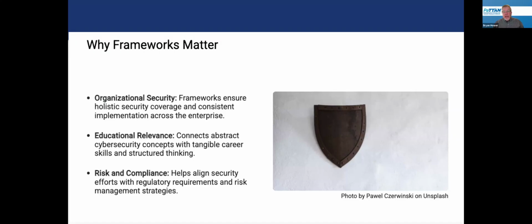Now, for students and educators, frameworks serve as a bridge between theory and practice. They enable learners to contextualize abstract cybersecurity concepts in ways that are both relevant and actionable. The connection not only deepens understanding, but also equips students with structured problem-solving skills that are highly valued in security roles. Ultimately, frameworks support a risk-based approach to security, helping organizations and individuals alike make informed, strategic decisions. This structured methodology is invaluable in a field where clarity and prioritization are crucial.